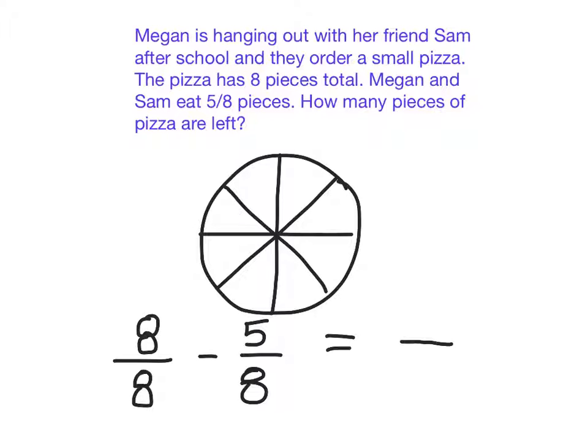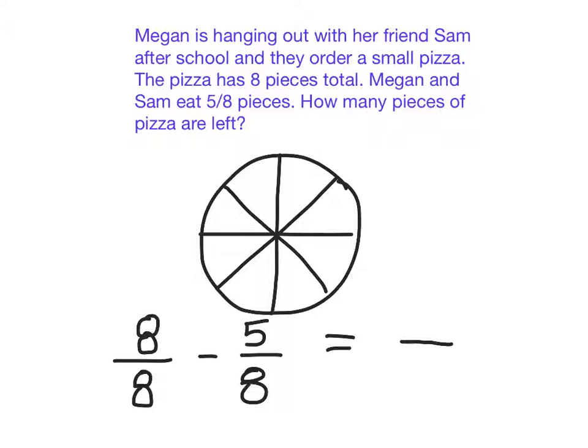Alright, so why don't we try a story problem? This one says, Megan is hanging out with her friend Sam after school and they order a small pizza. The pizza has 8 pieces total. Megan and Sam eat 5 out of the 8 pieces. How many pieces of pizza are left?